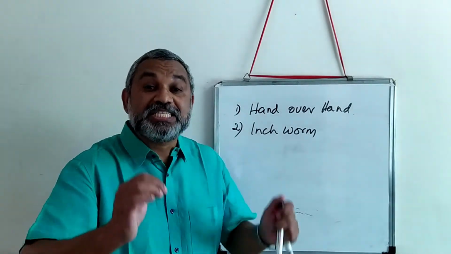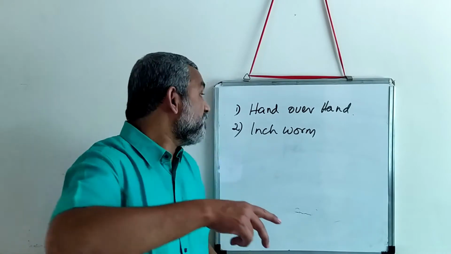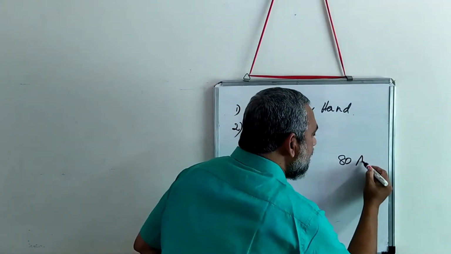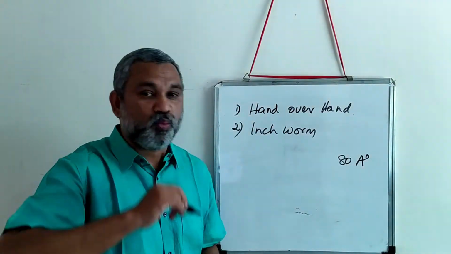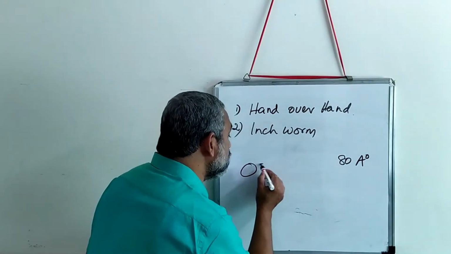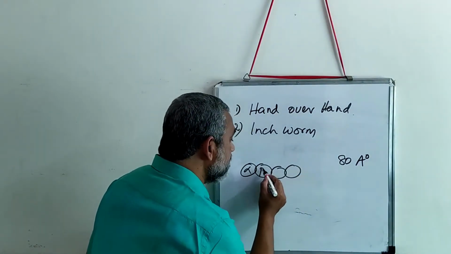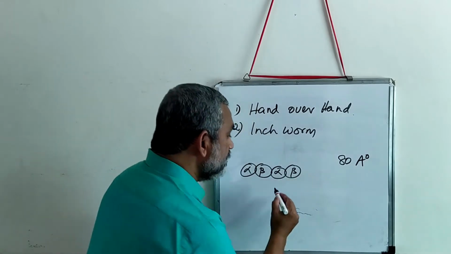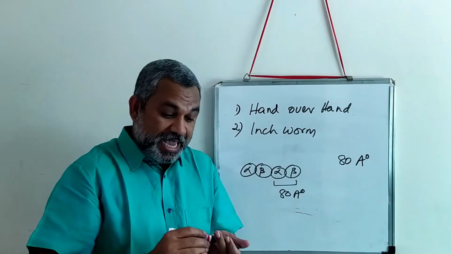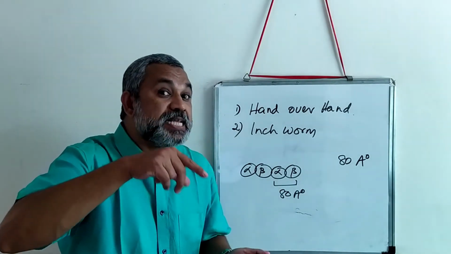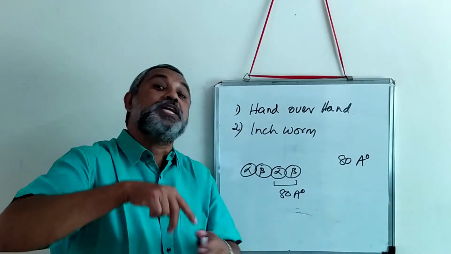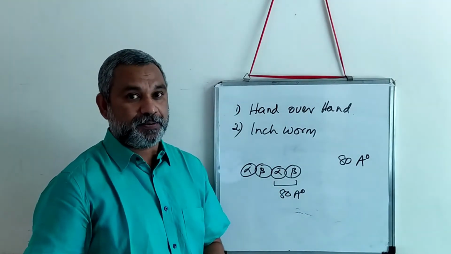Let us look at the distance covered in every hand over hand movement. Roughly about 80 Angstrom distance is covered in one walk. If you look at the structure of microtubules, this is alpha, beta. This distance is about 80 Angstrom, which means in every step that kinesin takes, one such unit is covered. That is what has to be understood.